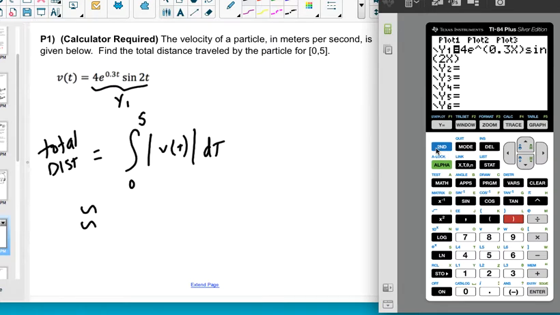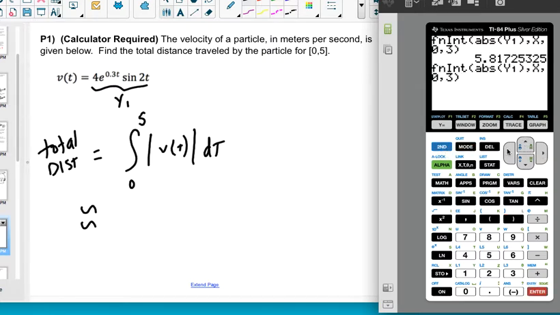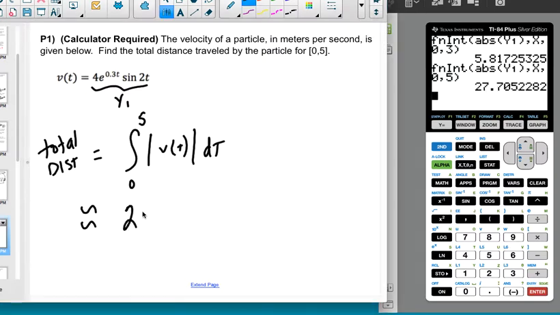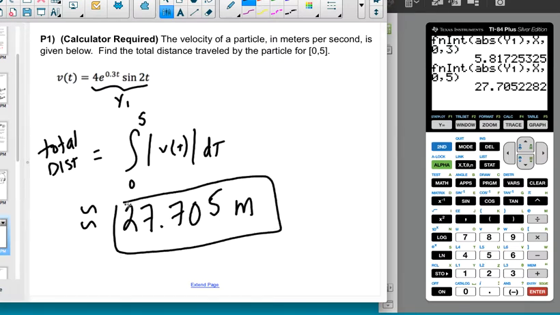Okay, so I'm going to quit out of this. I'm going to second enter, and now I need to change this. It's not 0 to 3 anymore. It's now 0 to 5, but otherwise it's exactly the same because I already have the absolute value. I already have y1. It's thinking, and I'm going to get that it's approximately 27.705 meters. And again, you'd round or truncate to 3 places, but in both of the cases we've seen so far, those values have been the same.